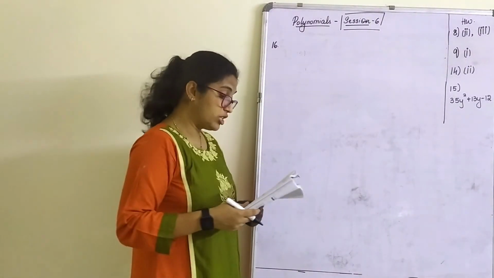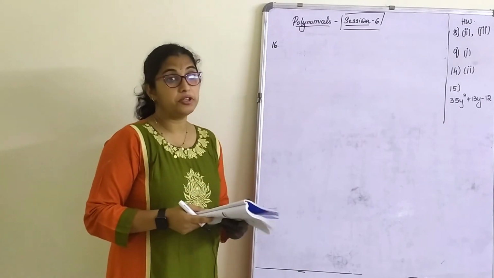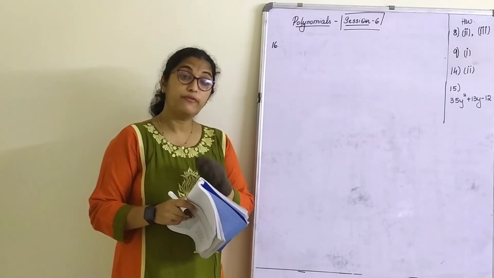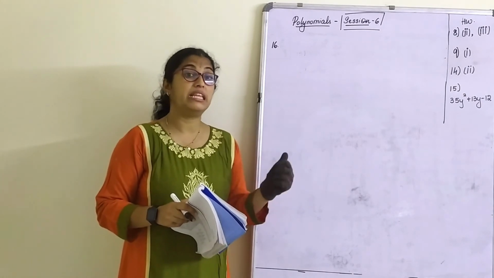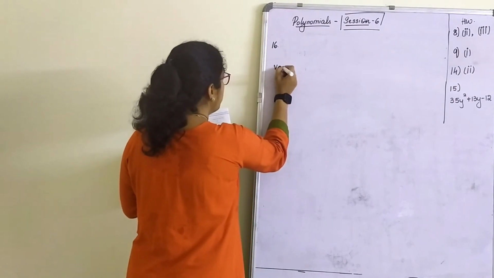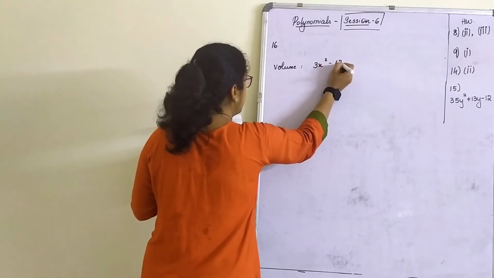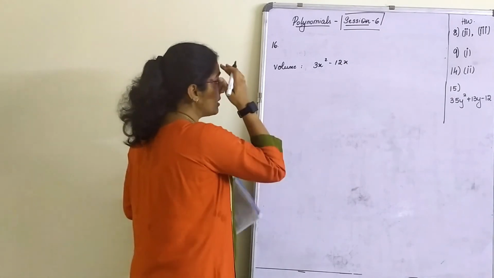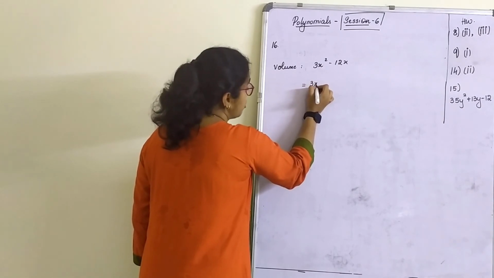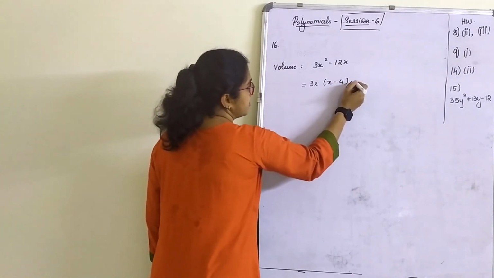And the last one of this chapter, polynomials. What are the possible expressions of the dimensions of a cuboid whose volumes are given? Now when area is given, it has only two dimensions, that is length and breadth. When volume is given, it will have three dimensions, length, breadth and height. So the expression is given, that is volume is given as 3x square minus 12x. We need to find three dimensions here. So between 3x square and 12x, what is common? 3x is common. So x minus 4. That's all the answer. How?